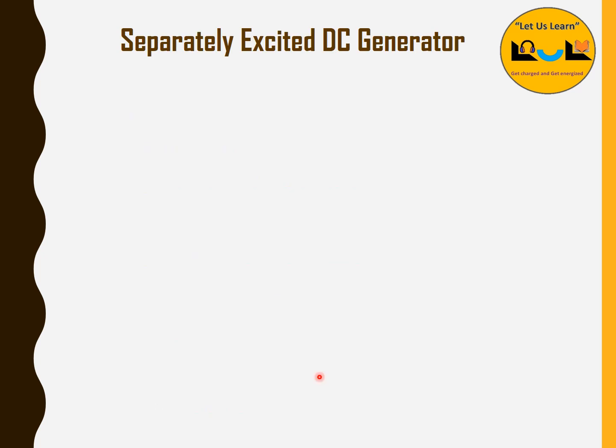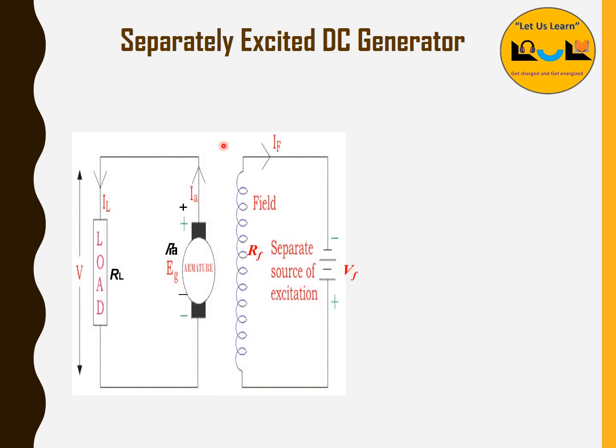Now we are going to discuss the separately excited DC generator. As already discussed, the two main windings, field winding and armature winding, are separated from each other. Since we are discussing the DC generator, the input should be mechanical energy and the output should be electrical energy. So it is a separately excited DC generator. The field winding and armature winding are separated, and for the field we give an external source voltage, a separate source for excitation.